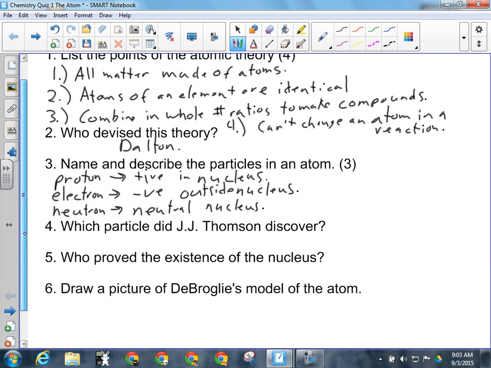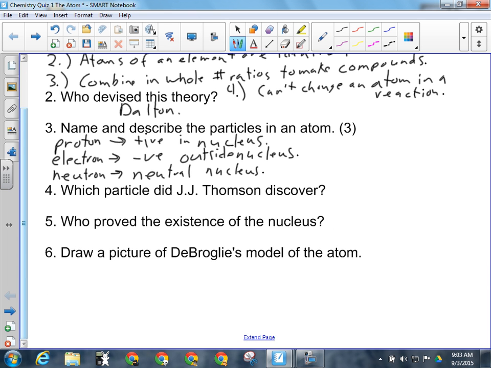All right. Number 4, sorry. What particle did J.J. Thomson discover? He discovered electrons. 1 mark for that, because he was the plum pudding guy. And number 5, who proved the existence of the nucleus? Ernest Rutherford.